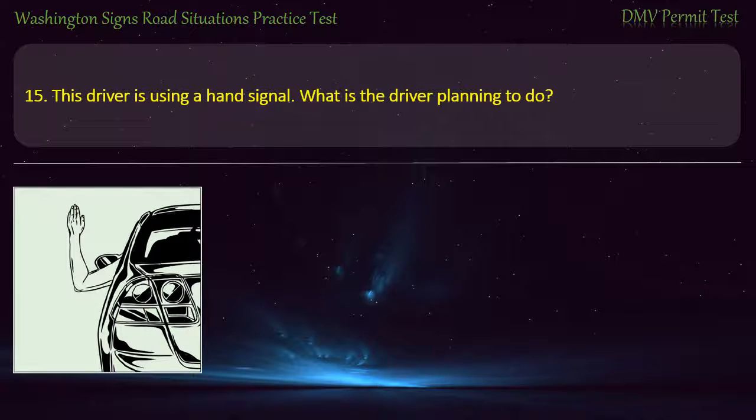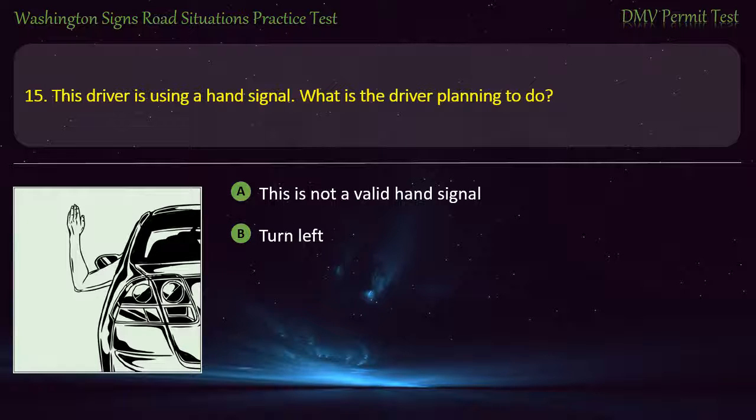Question 15. This driver is using a hand signal. What is the driver planning to do? This is not a valid hand signal. Turn left. Stop or slow down. Turn right. Answer. Turn right.